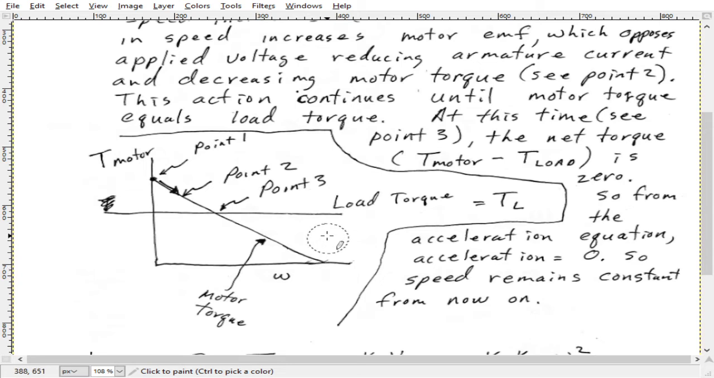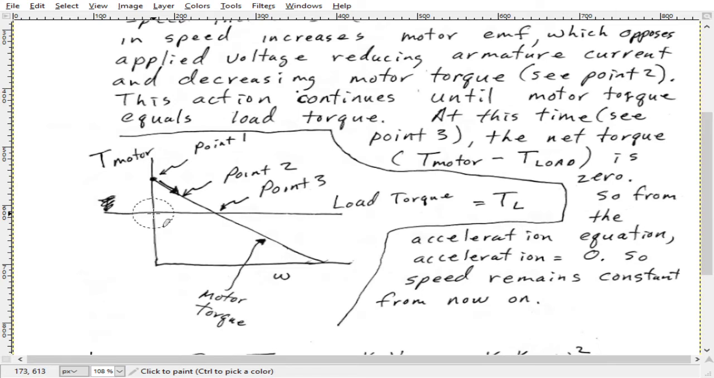Well, it's going to operate at the intersection of these two curves. So you'll see that at this point here where they intersect, if you drop this down, this is the actual speed of the load and the motor, and this is going to be the torque that's actually being produced by the motor and by the load.